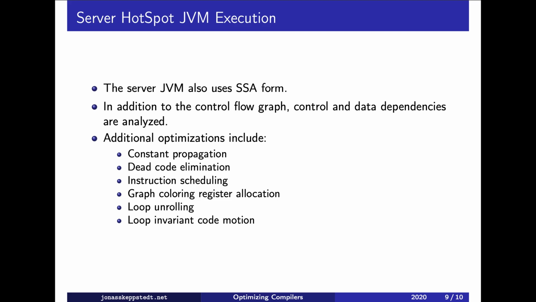The server HotSpot JVM, I mean the execution on servers, does the same optimizations, but also constant propagation, dead code elimination, instruction scheduling, graph coloring, loop unrolling, and loop invariant code motion. That's one part of PRE, to move code out of loops. Okay, so this is quite similar to normal compilers.